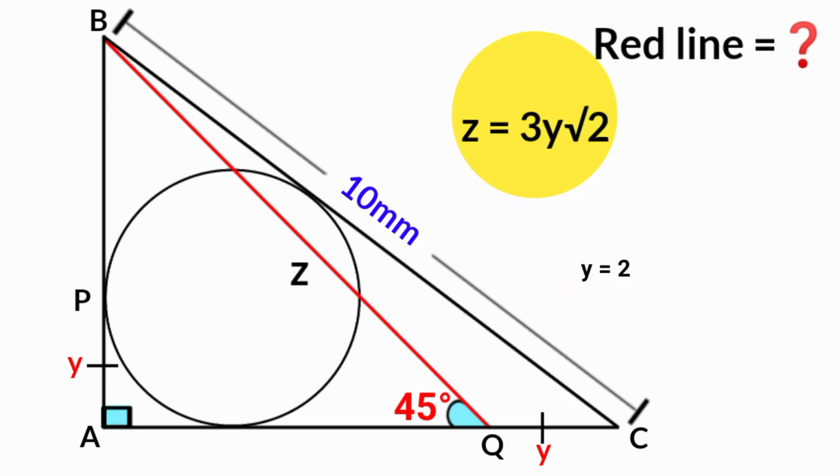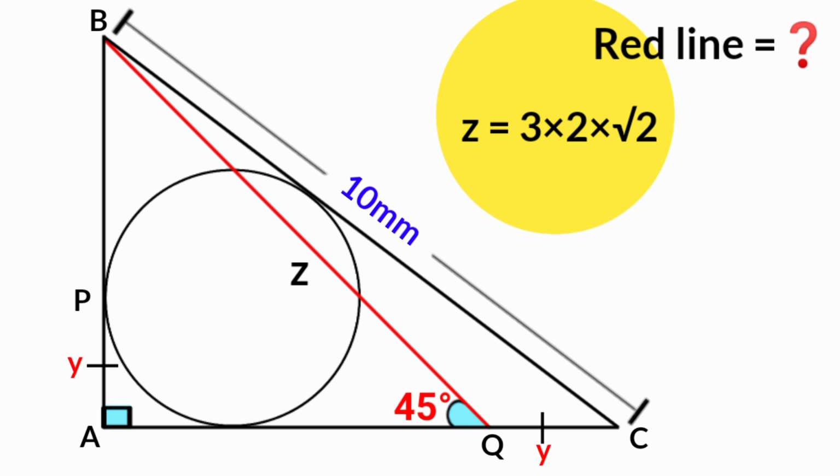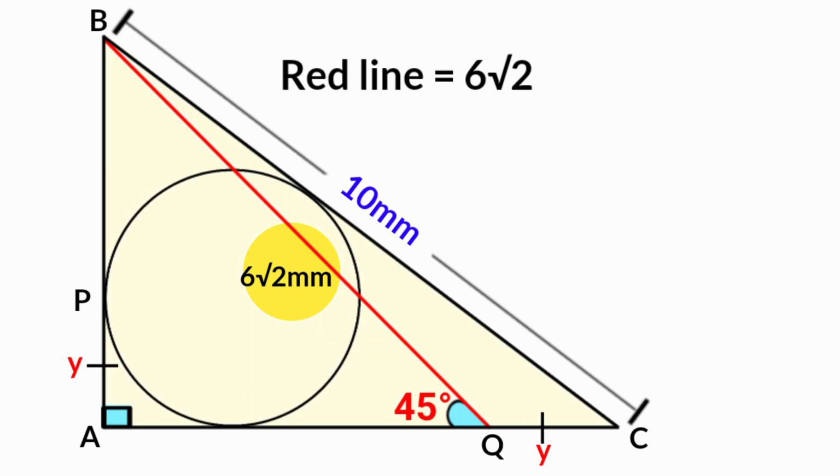We come here, substitute the value of y. Now z equal to 3 times 2 times root 2. 3 times 2 times root 2 is 6 root 2. That is, the length of this straight line which you are asked to calculate is 6 root 2 millimeters.